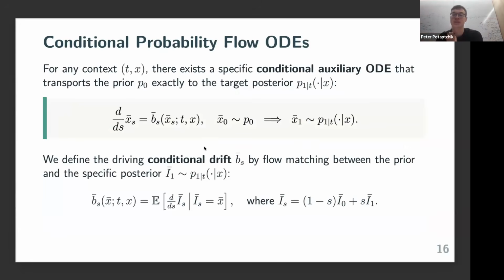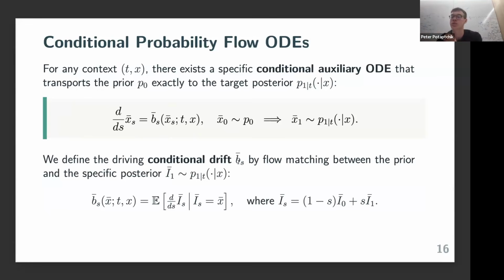So let me go into a bit more detail. First, let's define that conditional auxiliary ODE. We're going to have some ODE that I'm going to denote with x bar s. The reason I'm putting the bar here is that, unlike before, where we just had the previous ODE, here it depends on some context information t, x that we're going to hold fixed. So t and x are fixed. We have some drift b bar, which is a function of our ODE variable x bar s, where t and x are fixed. And we want to choose this conditional drift b bar so that if we initialize at the Gaussian P0, we end up with a terminal data sample from the posterior distribution.